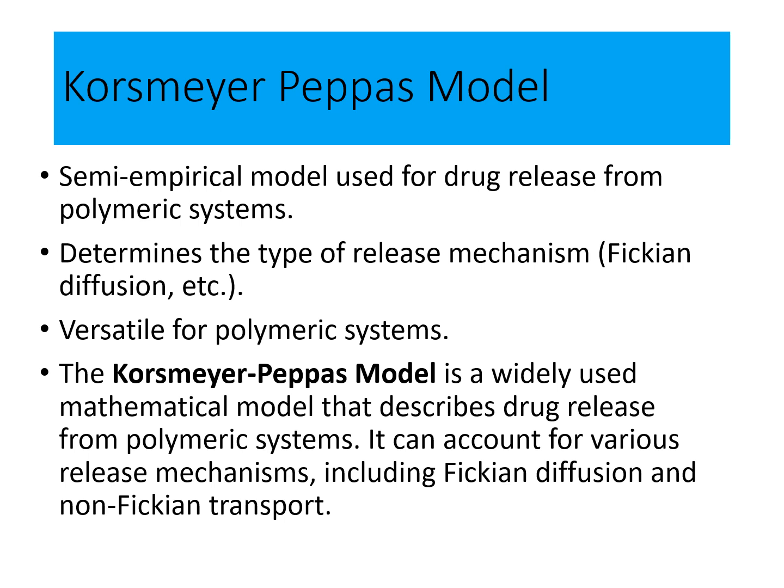Then the Korsmeyer-Peppas model is a semi-empirical model used for drug release from polymeric systems. It determines the type of release mechanism, whether it is Fickian or non-Fickian diffusion. It is a versatile model for polymeric systems. The Korsmeyer-Peppas model is a widely used mathematical model that describes drug release from polymeric systems, and it can account for various release mechanisms including Fickian diffusion and non-Fickian transport.